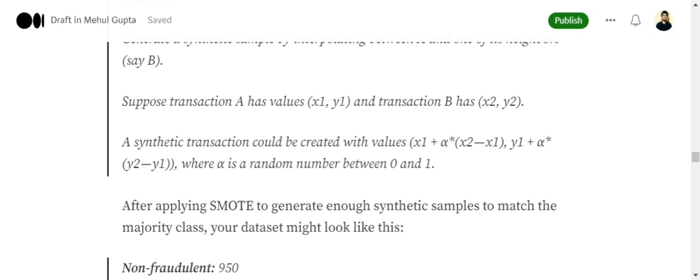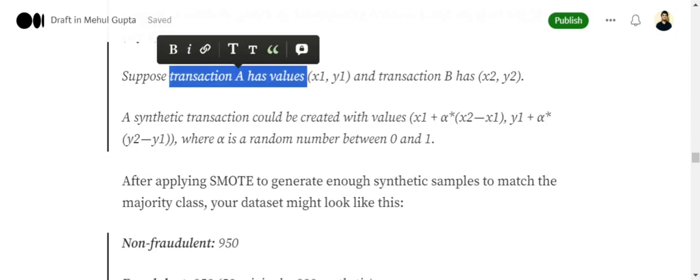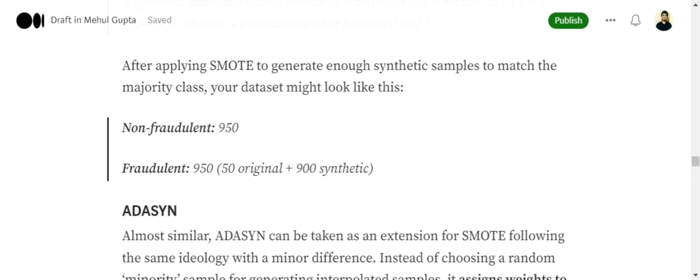Assume that transaction A has a value x1, y1 and transaction B has a value x2, y2, the points I'm talking about. So a synthetic transaction that we would be generating would have a value x1 plus alpha into x2 minus x1, and y1 plus alpha into y2 minus y1. Very easy to understand. So this would be the equation that we would be following. Now, after applying SMOTE, the final sample may look something like this. The fraudulent class would also become 950, with 50 points original and 900 synthetic.